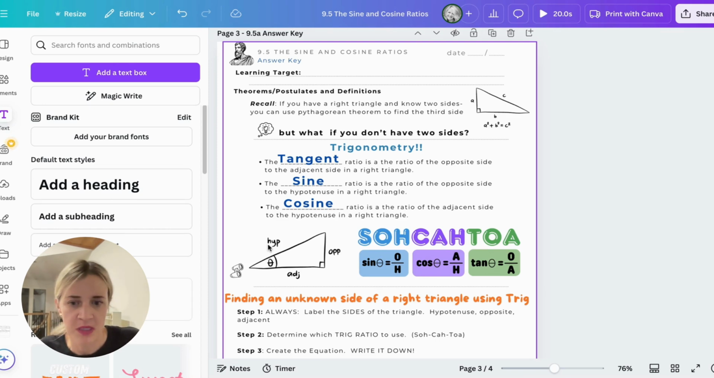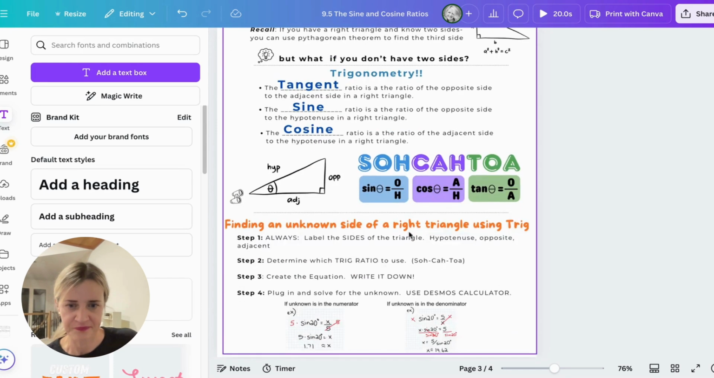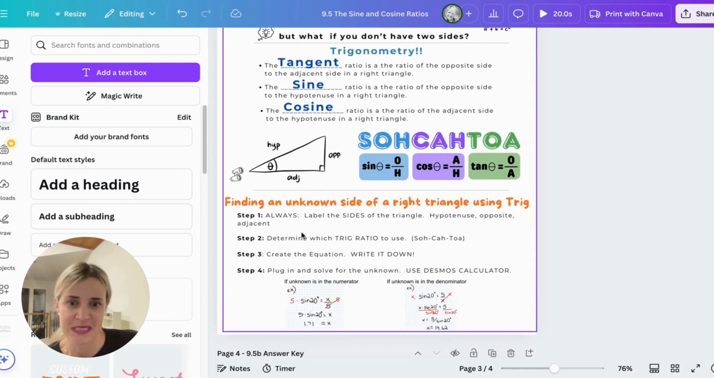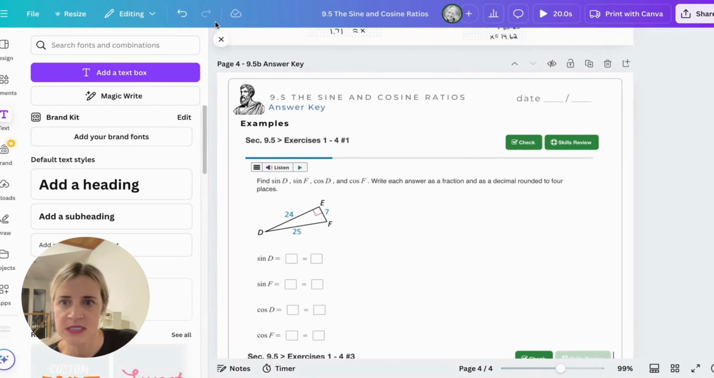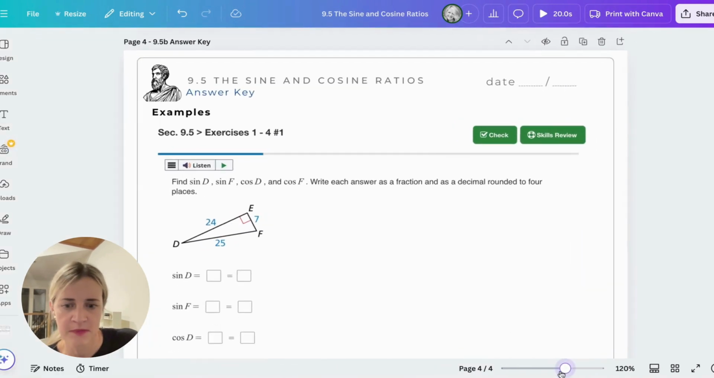Same thing here. Hyp stands for hypotenuse. Op stands for opposite. And ADJ stands for adjacent. So I want to go through those really quick. Your steps also are always here if you need them. And we're going to go through a few problems together. Make this a little bit bigger.